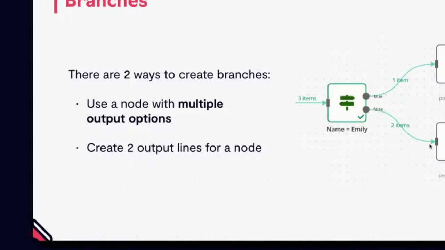Another way to create branches is by dragging 2 or more output lines from a single node. This means every single item will follow every path and will be duplicated out by the number of paths. We'll see what this looks like in n8n in just a minute.